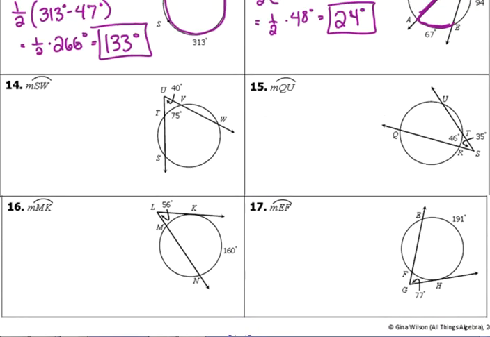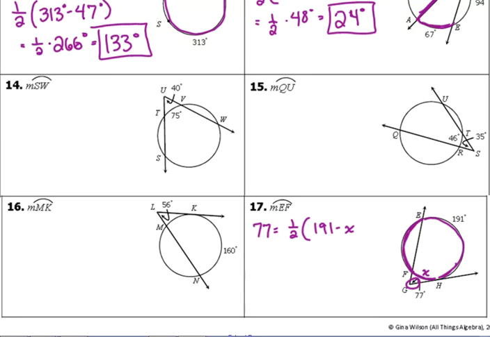All right, let me do one of these where they give us the angle and we have to find a missing arc. Let me do number 17. The measure of arc EF. So this is what we're wanting. Let's look at what they gave us. They gave us this angle. This angle goes with the 191 and from F to H. So the angle is equal to 1/2 of the big arc minus the little arc.